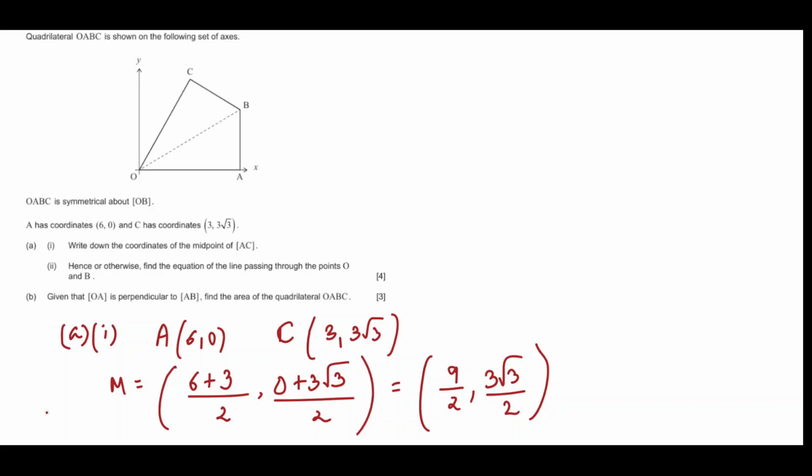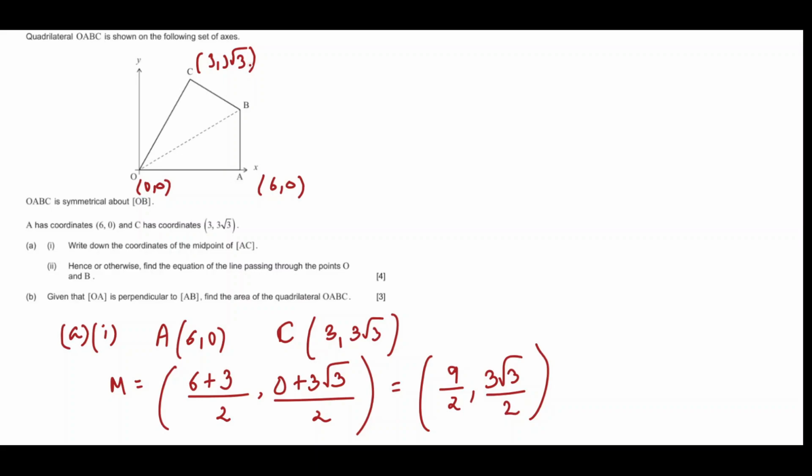Okay. Now, what is the second part? Hence or otherwise find the equation of the line passing through the points O and B. Okay, so since this is lying on the set of axes, x and y axis, the coordinates of point O will be 0, comma 0. We have the coordinates of point A as 6, comma 0, and we have the coordinates of point C as 3, comma 3 under root of 3, right?